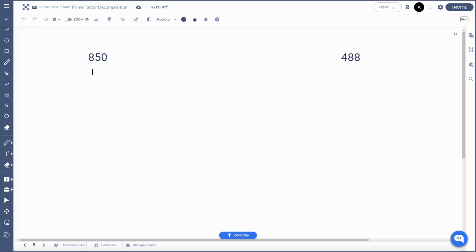Let's begin with 850. You can clearly notice that 850 can be broken down into simpler numbers. Let's say 10 times 85, because a 0 is there, so it's easier to break it into 10 and 85. Now further, 10 can be broken down into its prime factors 2 and 5. You know that these numbers are prime numbers, so we don't have to break them down further. However, we have to break 85.